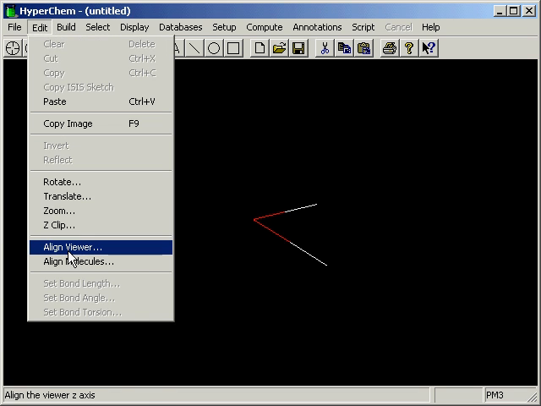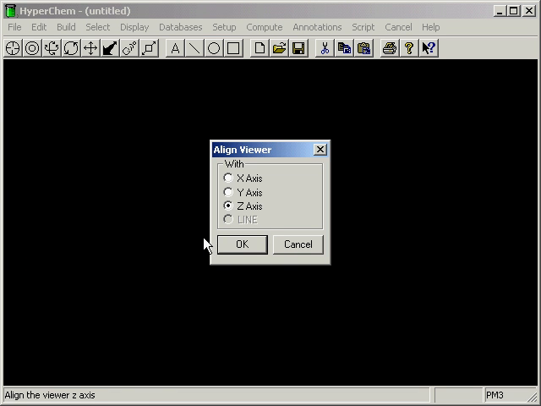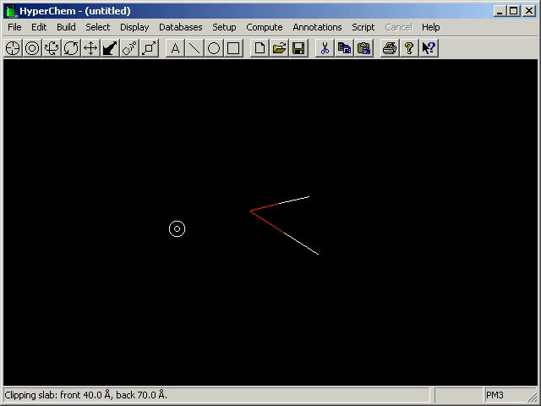This menu item, align viewer, is an important one to try, to put the viewer into a standard orientation so you can understand where the molecule is. In particular, if you align along the z-axis, then the molecular coordinate system has the x-axis going horizontally with positive x to the right, the y-axis going vertically with positive y to the top, and the z-axis in and out of the plane of the screen, with the positive z-axis pointing towards you, the viewer. This is when the viewer is aligned.